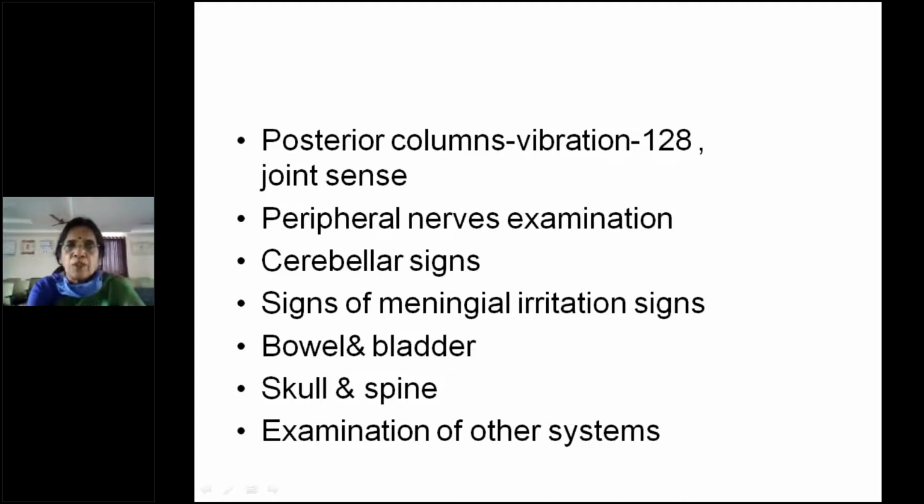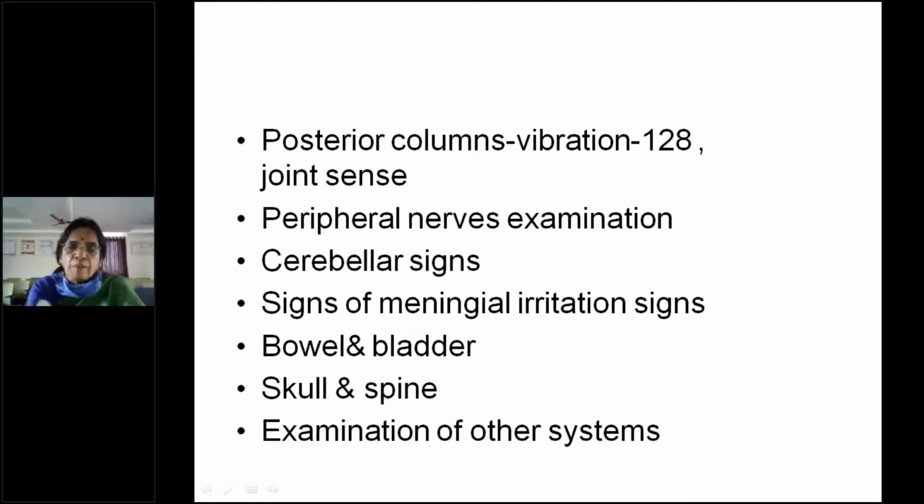Usually the posterior columns are lost in case of syphilis, that is tabes dorsalis, where the posterior columns are involved. Or the posterior columns can be involved in nutritional disorders, say B12 deficiency. In case of the commonest vitamin deficiency, B12 deficiency, the posterior columns can be affected.